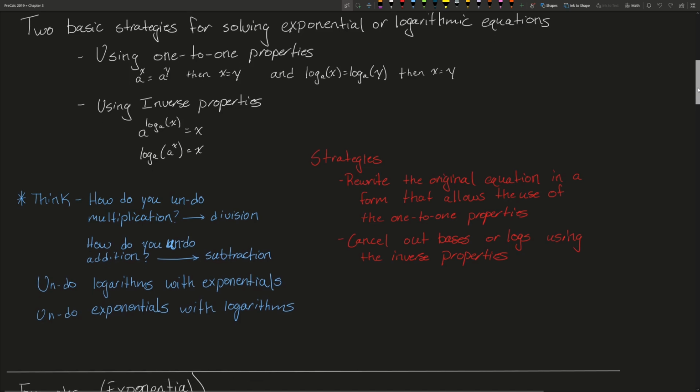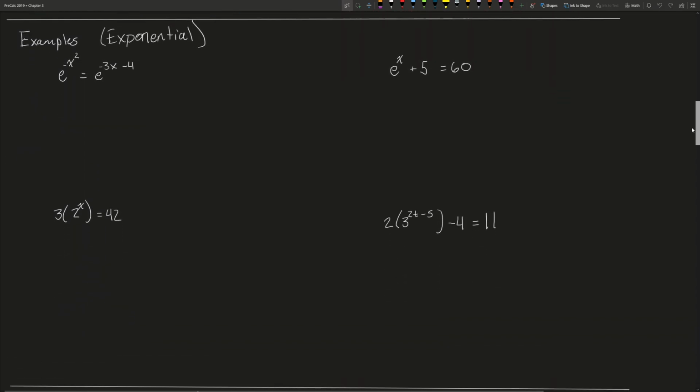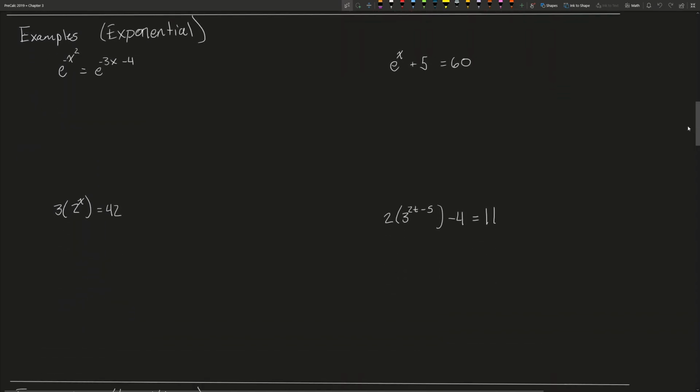So a couple of examples on how to do this. In each of these examples, we will be solving for x. In the first one, e to the negative x squared is equal to e to the negative 3x minus 4, and we can solve this in one of two ways. We can use the one-to-one property, and because we have the same base here, we can just cross it out and set negative x squared equal to negative 3x minus 4.